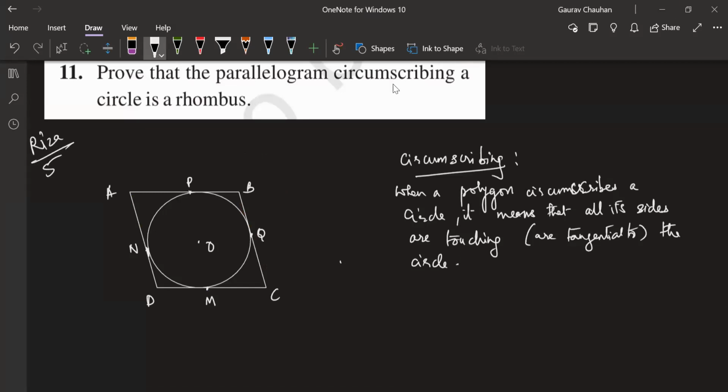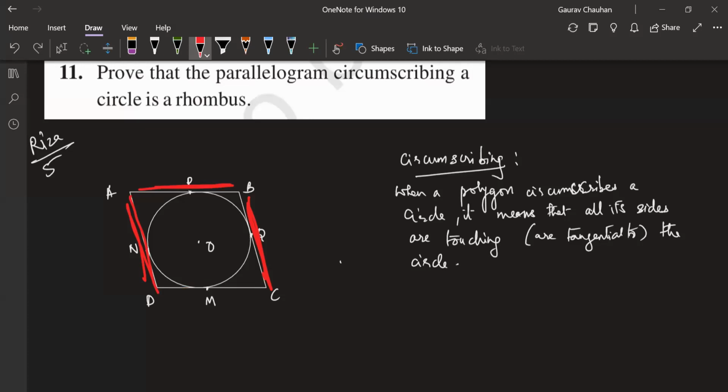I'll put 5 here. All sides are equal. That's what we have to show. We cannot just show that opposite sides are equal, because that happens in a parallelogram also. But in a rhombus, all sides are equal, which means we have to show that AB is also equal to AD and BC is also equal to CD. If we do that much, that is enough.